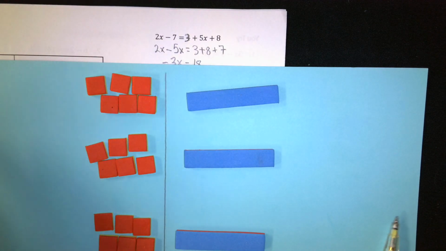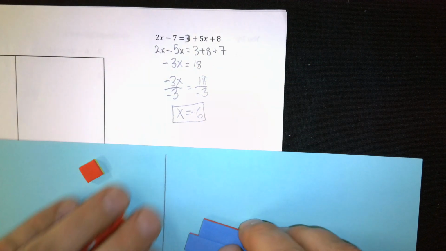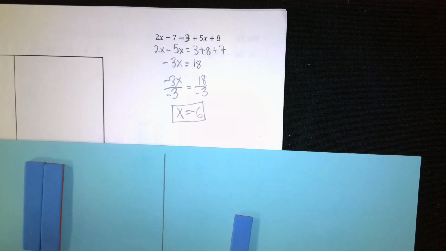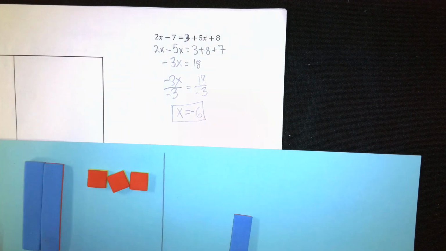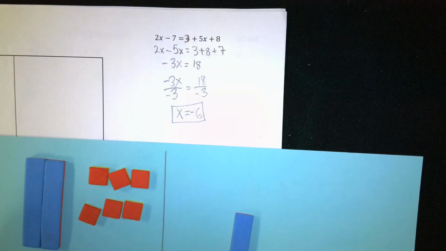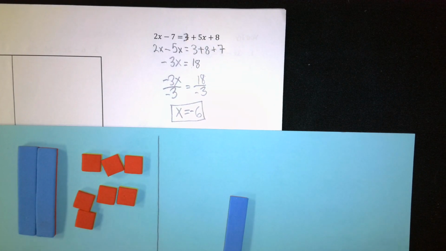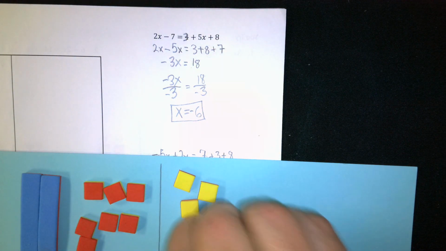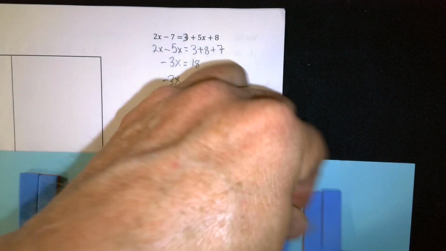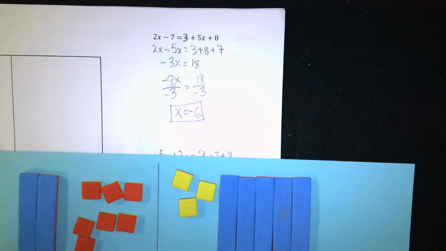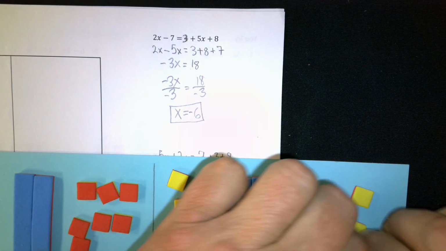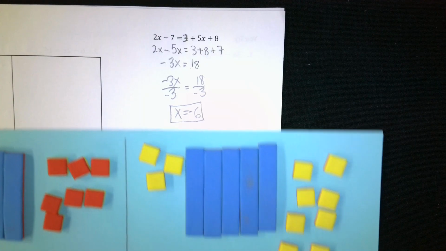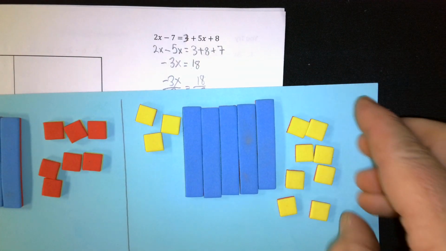Now, another way we could have done this with the tiles, we did not have to flip the way we did. So I'm going to put the 2x here. Let's put in our negative 7 here, and then we'll put in our positive 3. 1, 2, 3. And then we had 5 x's here, and then we had 8 over here. So that was our original setup.